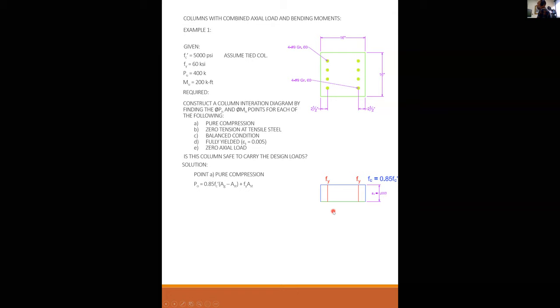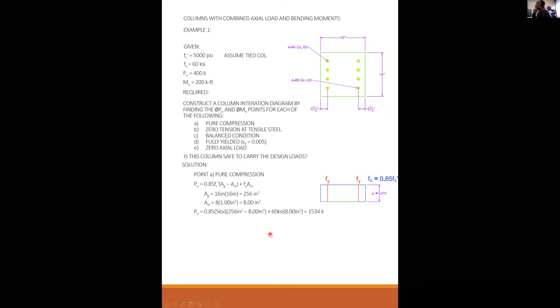That's what we did last lecture. So P naught is equal to 0.85 f'c (Ag minus Ast) plus fy Ast. Ag is a 16 by 16 column, 16 by 16 is 256 inches squared. Ast is eight number nines, so that's 8 times 1 inch squared, which is 8 inches squared. Filling in f'c, Ag, Ast, and fy gives me 1,534 kips.